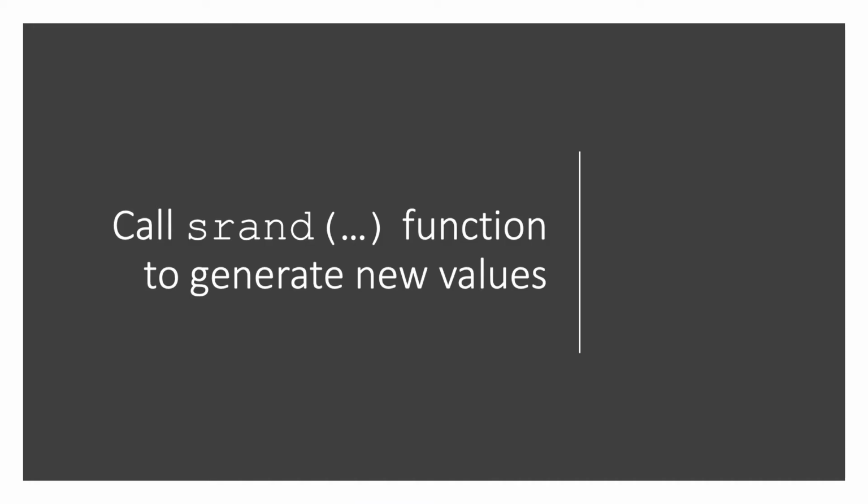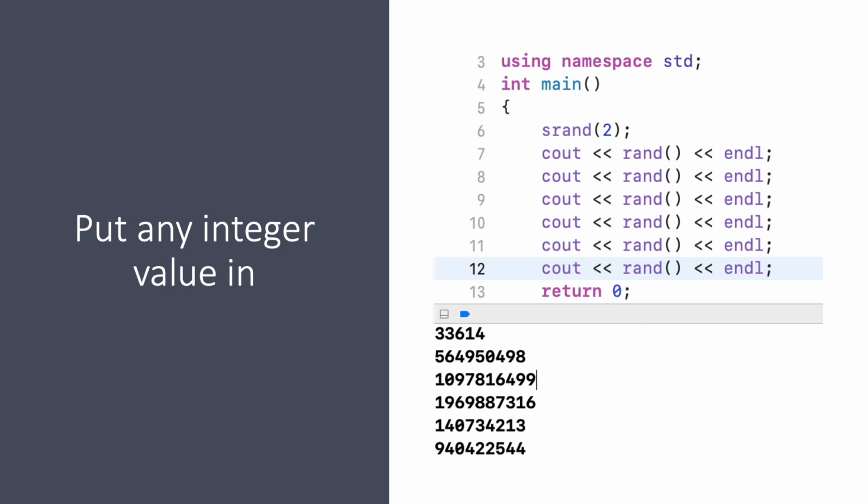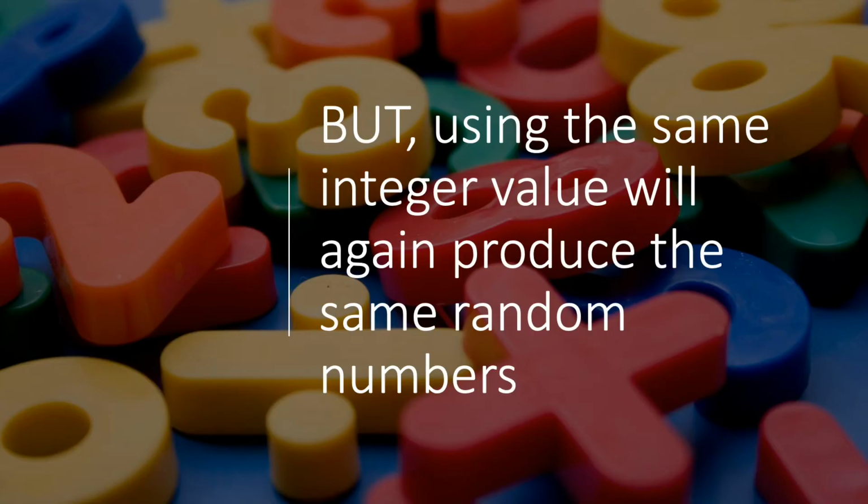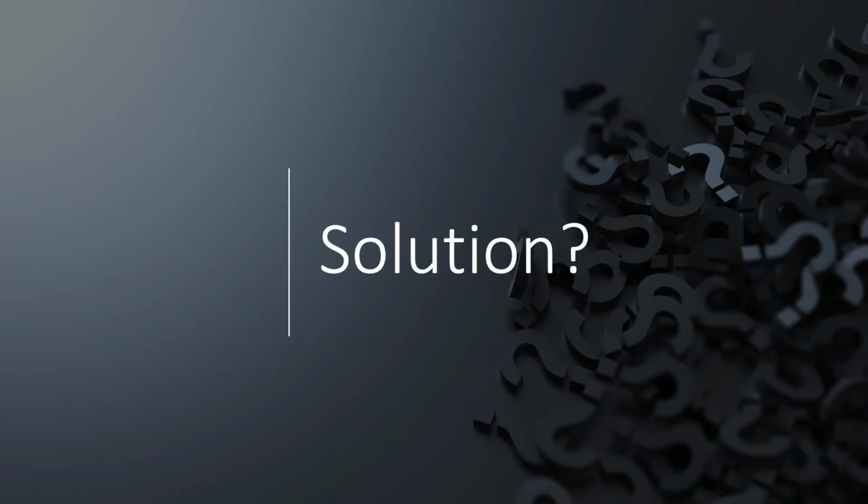The solution is to call srand function before you make a call to rand function. But you need to make sure you put any integer value as the argument to the srand function. As you can see in the output, the random values are now changed. But using the same integer value will again produce the same random numbers. So what is the solution?